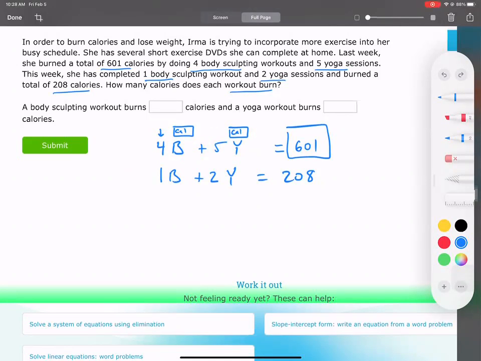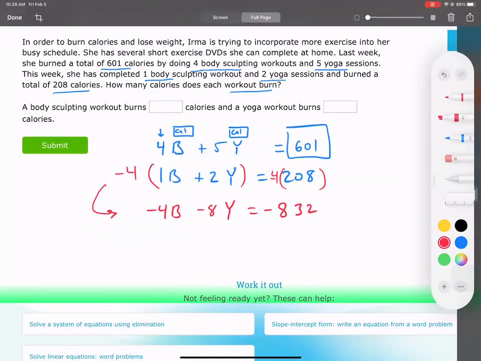We're going to change the second equation. I'm going to write this in red so you guys can see. I'm going to change this to a 4 by multiplying both sides by 4. And not only a 4, but a negative 4. And why did I choose a negative 4? Because I want to cancel out the b's. So we could rewrite this equation as negative 4b, negative 4 times 2 is negative 8y, and negative 4 times 208 is negative 832. Because 4 times 200 is 800 and 4 times 8 is 32.